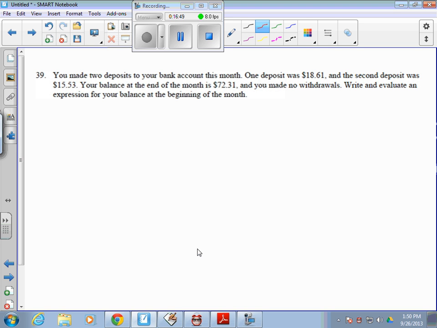39 says you made 2 deposits, 1861 and 1553. At the end of the month, you have 7231. The easiest way to do this, no withdrawals. Write and evaluate an expression. So 18.61 plus 15.53 plus x, that's what it was at the beginning of the month, equals 72.31.